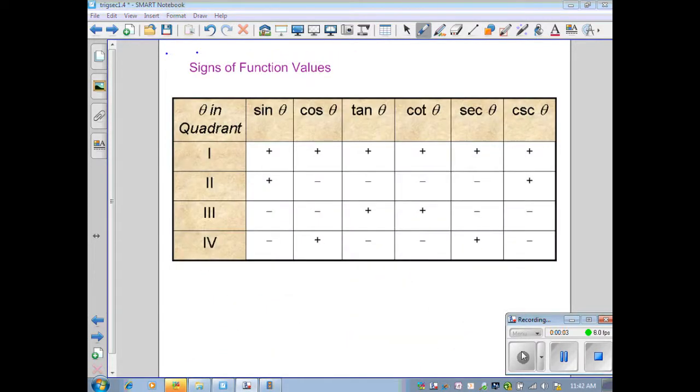Our next slide shows a diagram of the signs of function values inside specific quadrants. Here I have my 6 trig functions, and the value being positive or negative is determined by what quadrant we are located in. What we need to see is how this chart is generated. So let's look at an example.